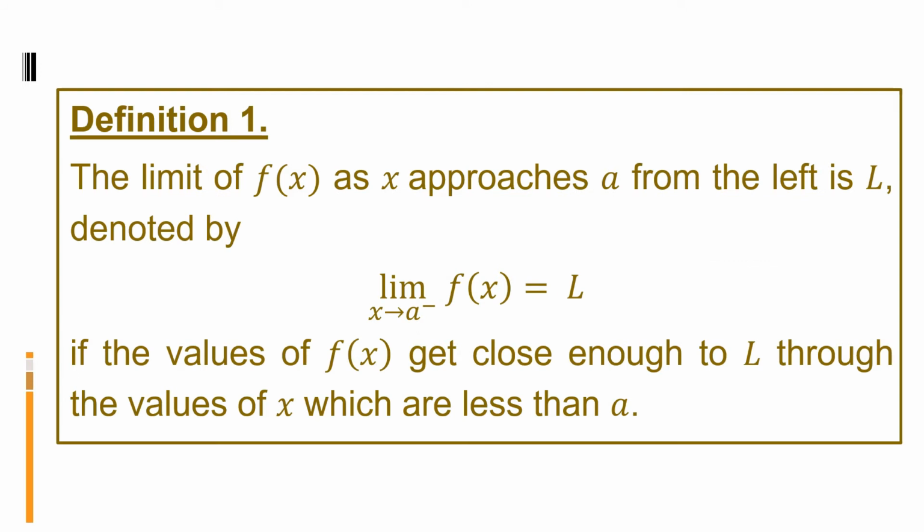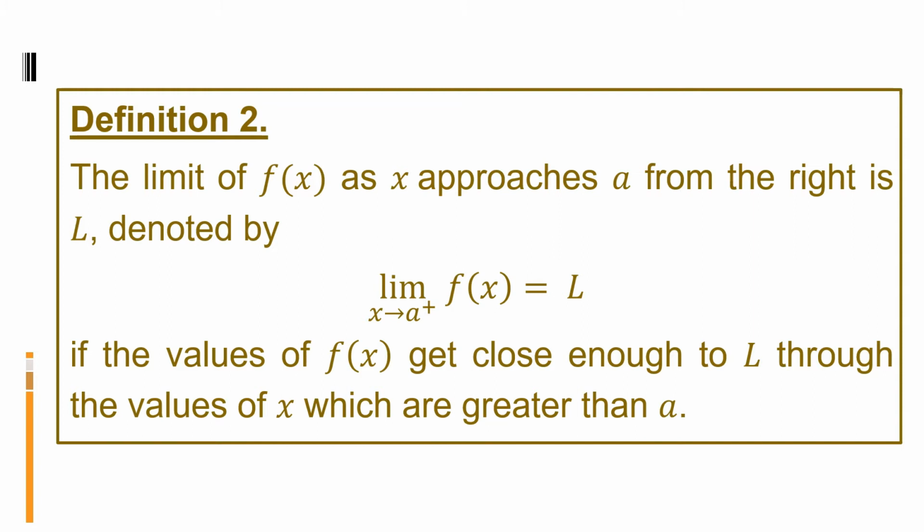So now, let's define one-sided limit. The limit of f of x as x approaches a from the left is L if the values of f of x get close enough to L through the values of x which are less than a. And on the other hand, the limit of f of x as x approaches a from the right is L if the values of f of x get close enough to L through the values of x which are greater than a. So, para lang siyang yung definition din natin ng limit, pero this time, meron tayong from the left and from the right. So, ganito yung kanyang notation.